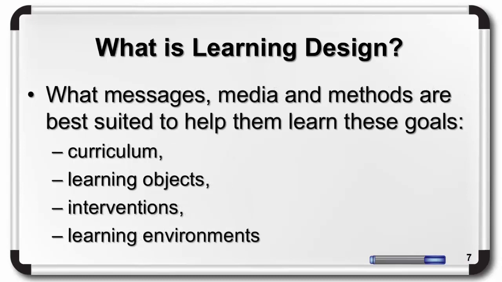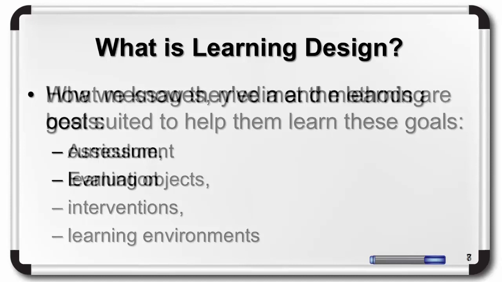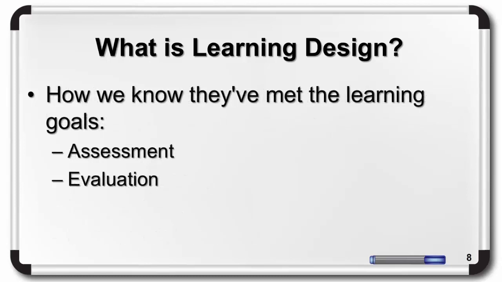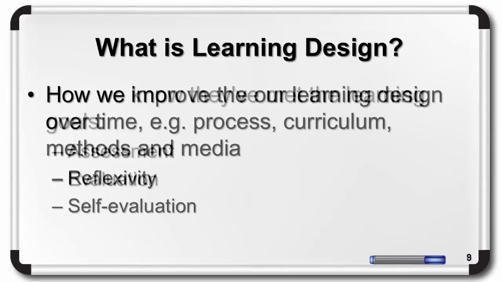We think about what messages, media, and methods are best suited to help our students learn these goals. For example, we think about ideas like curriculum, learning objects, interventions, and learning environments. We also think about how we know our students have met these learning goals. For example, we think about ideas like assessment and evaluation. And lastly, we think about how we improve our learning design over time. For example, our processes, our curriculum, our methods, and our media. So we might think about ideas like reflexivity.